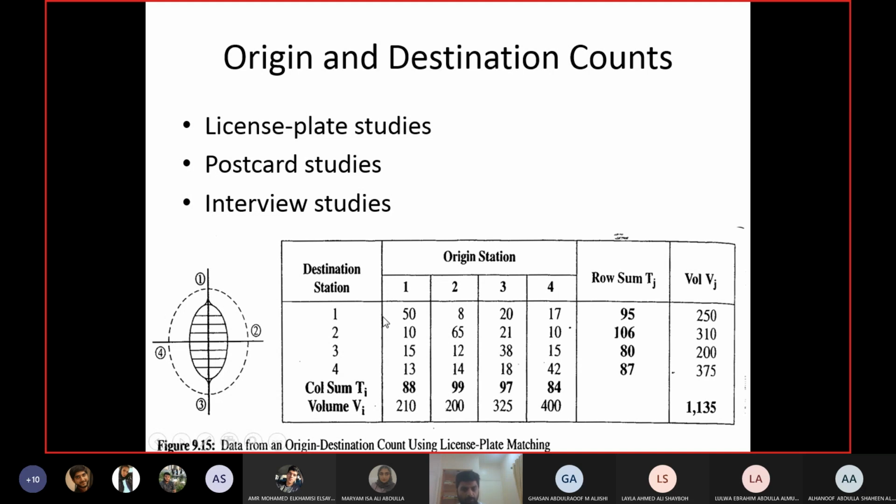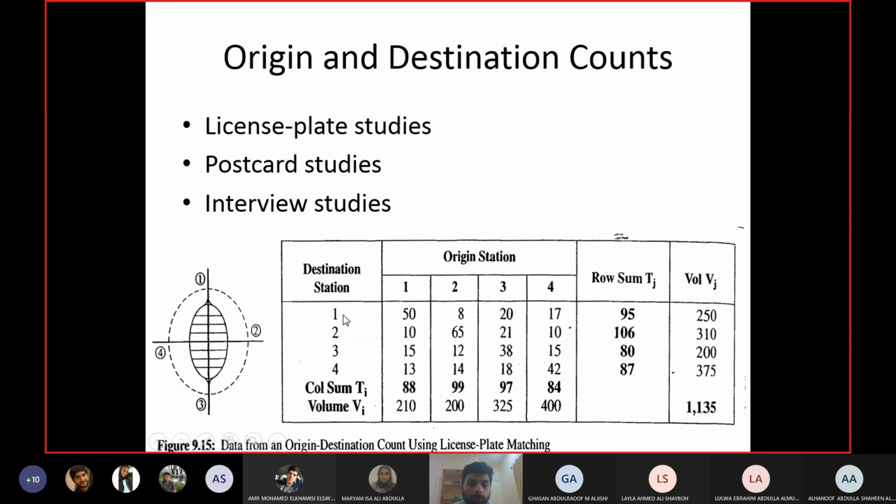Okay, so if you want to find out the total number of people who came out of area 1 according to your study, then you will take the summation of the values from the first column, which is 88. If you want to know how many people came out of area 2, then you will take the summation of the second column, which is 99, and so on.